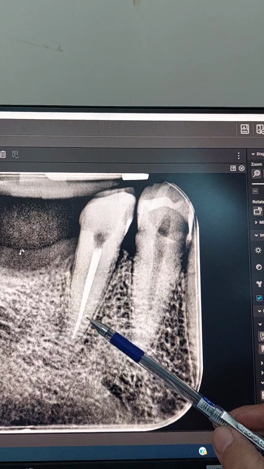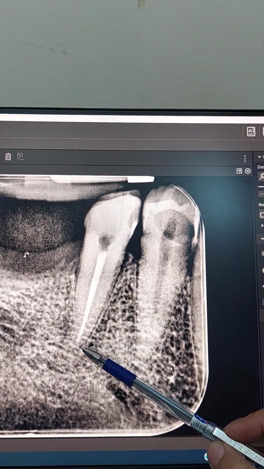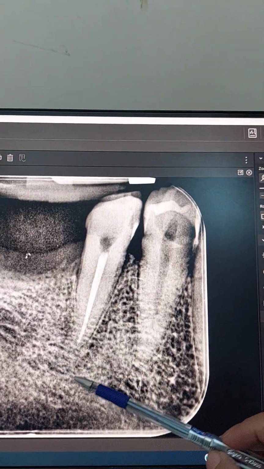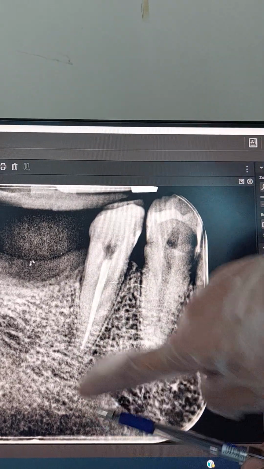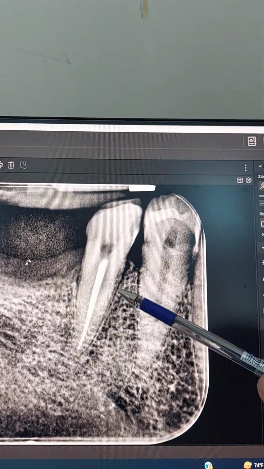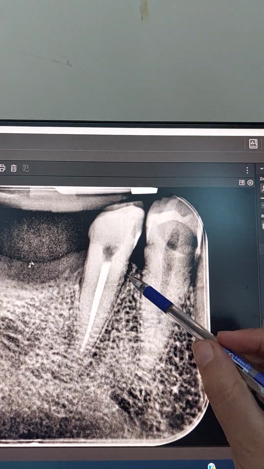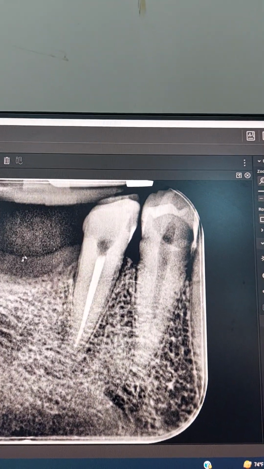But how am I going to identify it? How do we trace? We follow the PDL, and the PDL went in this direction. This is what confused us. If this was the root, it would be short, but this might be the root. The mental foramen is here. Maybe this is sensitive to occlusal trauma. Maybe you can see the widening. Occlusal trauma. There is widening.